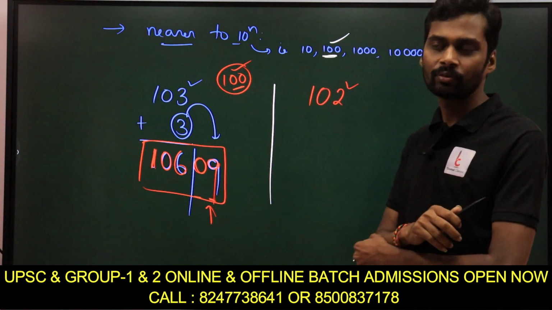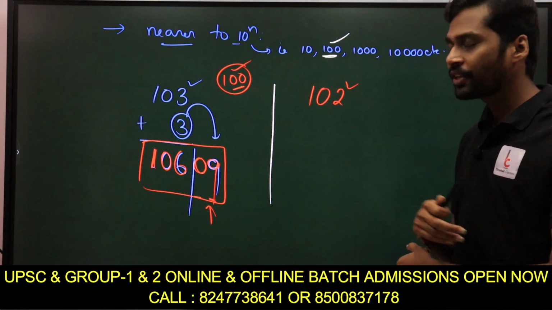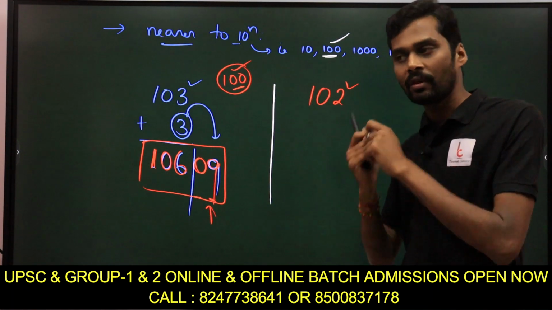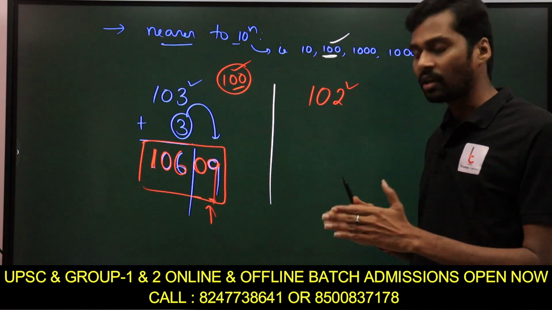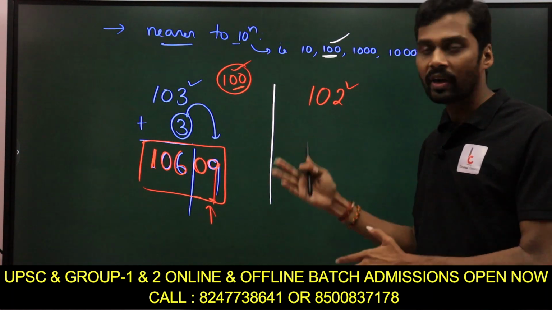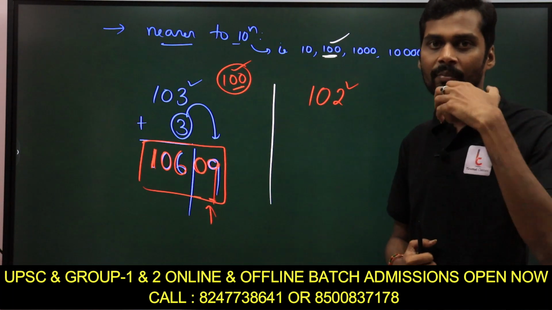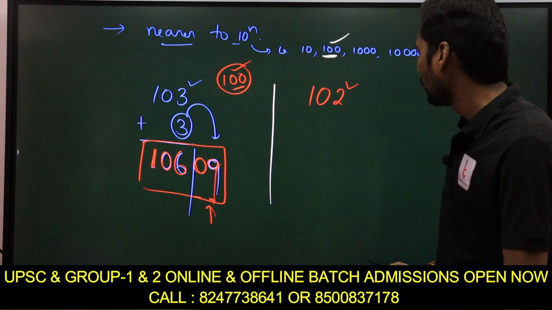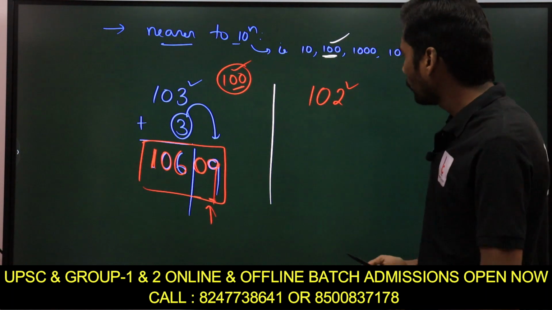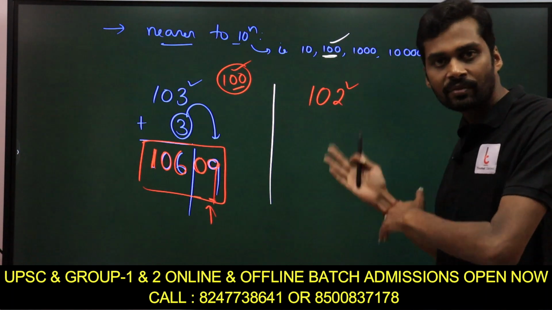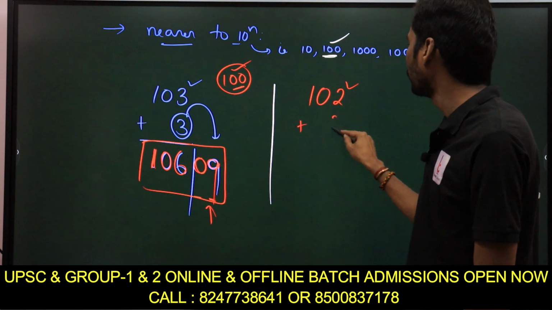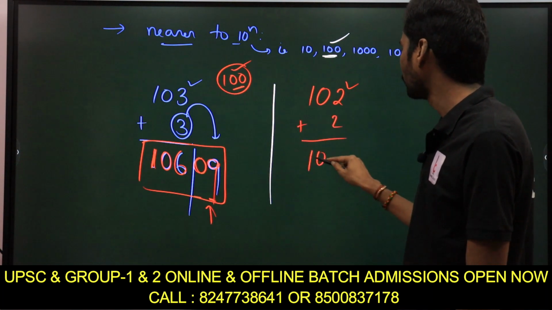We'll do all the numbers. After the completion of this topic, you can find out any number square within fraction of seconds. So 102 square. Again, what is the base value? 100. How much is it more than 100? 2 more, so add the terms. 102 plus 2 is what?